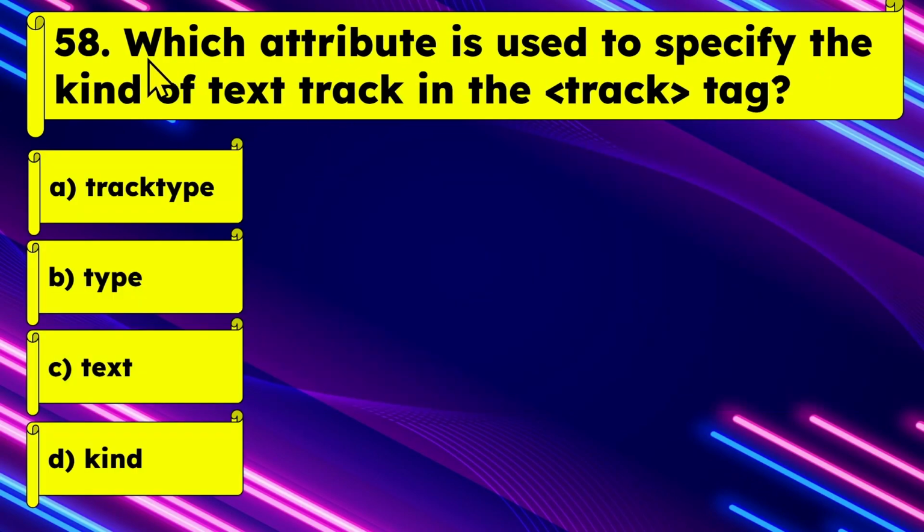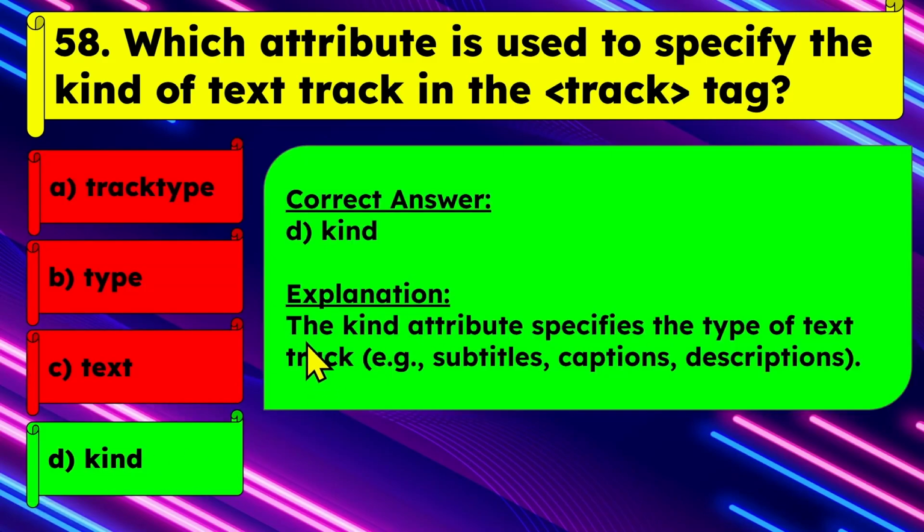Next question is, which attribute is used to specify the kind of text track in the track tag? Track type, text, or kind. So here the correct answer will be option D, which is kind. You can see the kind attribute specifies the type of text track, like it can be subtitles, captions, or descriptions.